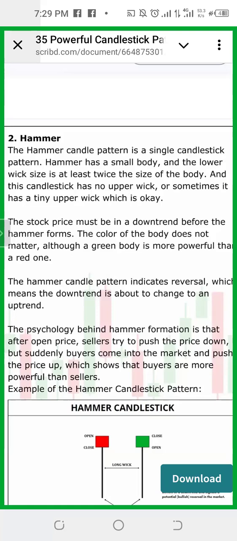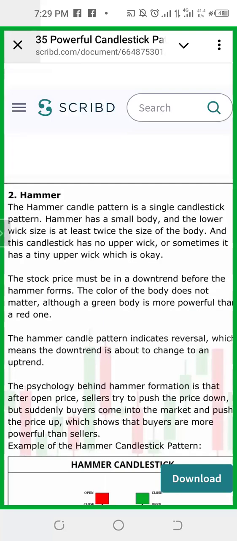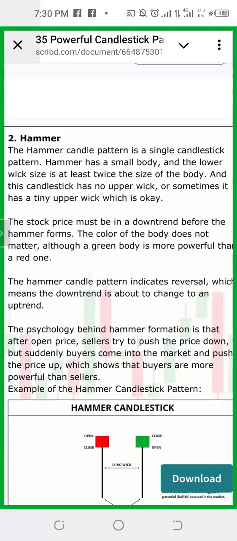For you to be able to identify this candle on a downtrend, the color of the body does not matter. It might be green or red. Red symbolizes the sellers for that candle, and green symbolizes the buyers. So if you see this kind of candle at the bottom of a downward trend, it means there's a possibility that there might be a reversal up at the end of that downtrend.